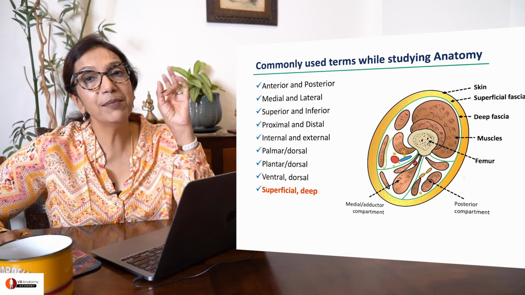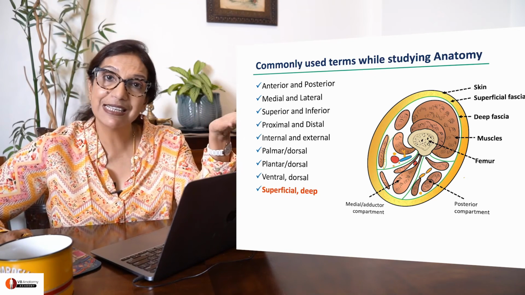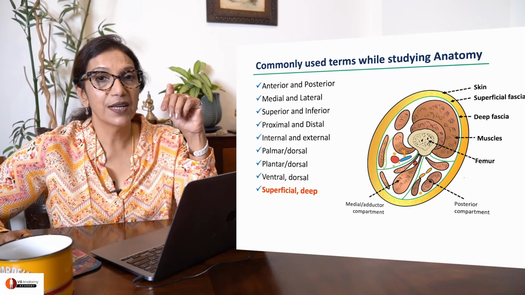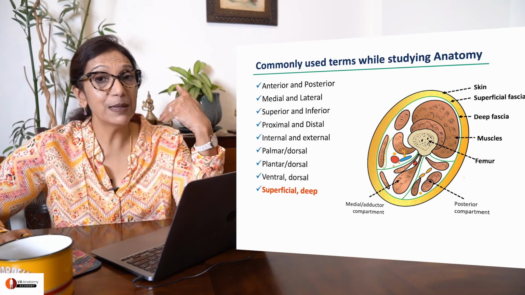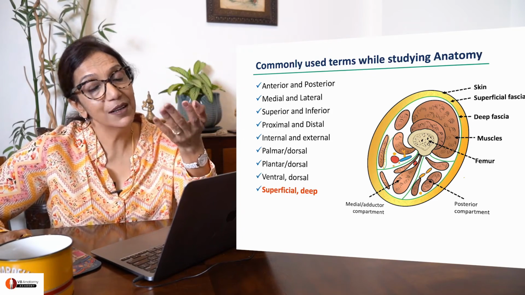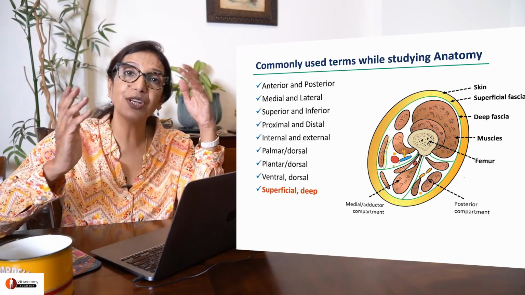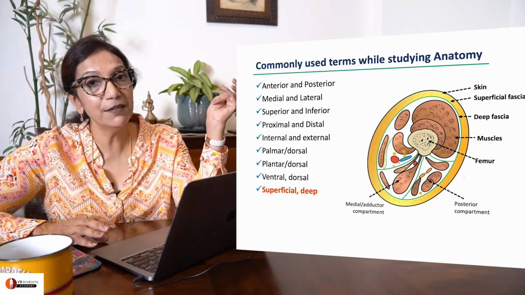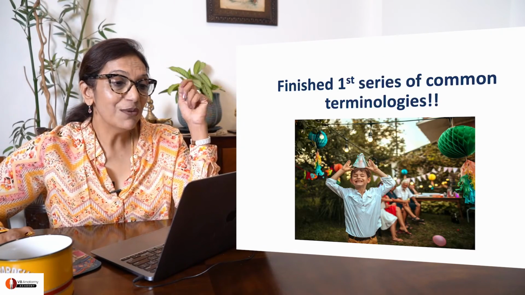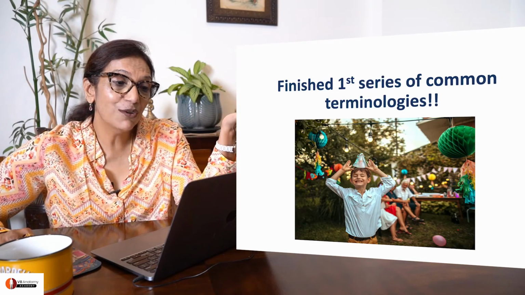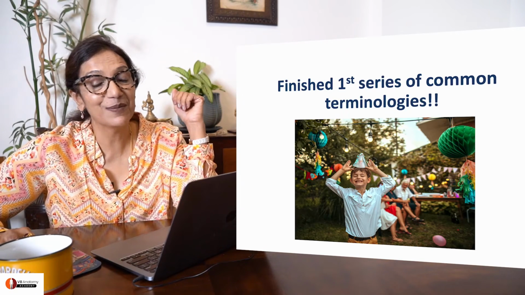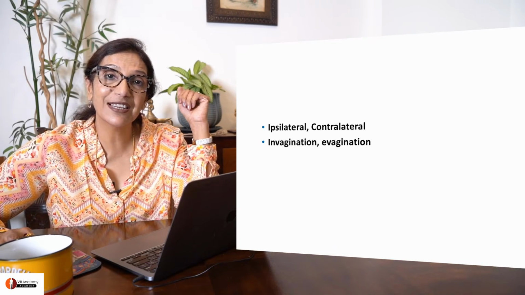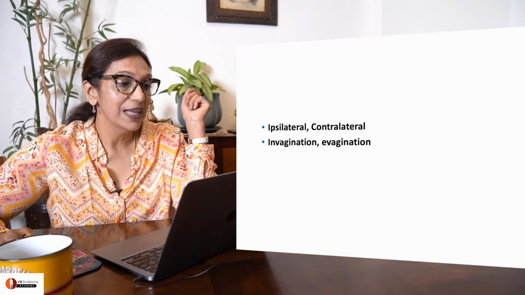Skin or deep fascia? Obviously, skin. But who is superficial, deep fascia or muscle? Deep fascia. Who is deep, femur or muscle? Femur. So, superficial and deep are again very relative terms. So, we have finished the first of the common terminology series. You should be very happy with yourself. But the lecture continues. We've still got a little bit to go.